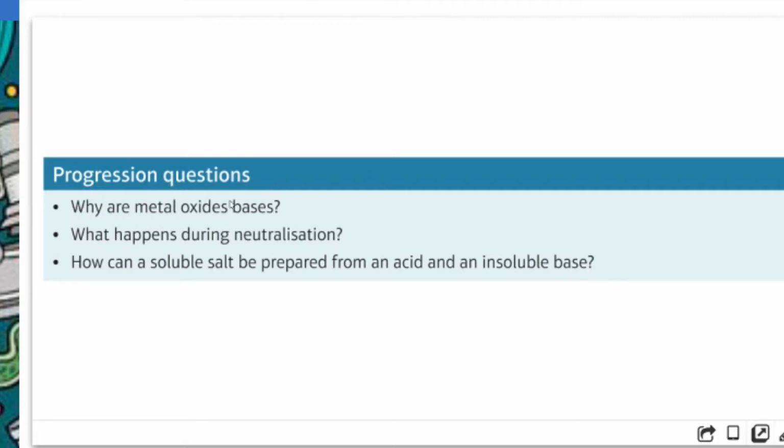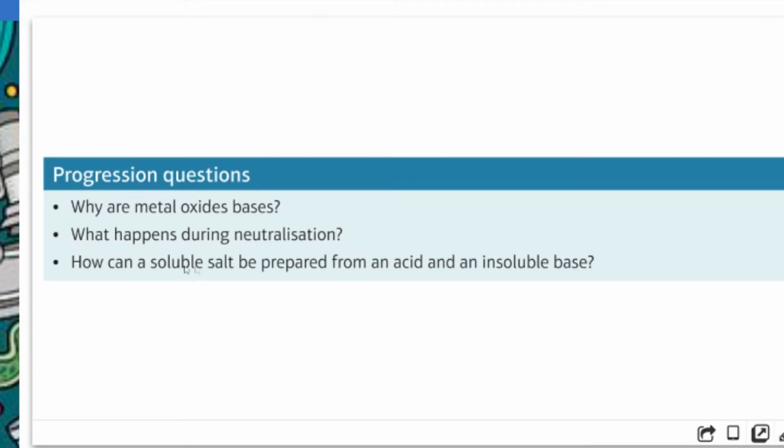So the first one: why are metal oxides bases? We're going to have to tackle what the term base means. What happens during neutralization? You might think that an acid and an alkali make something neutral. Done. There's a little bit more to it than that, a lot more to it than that.